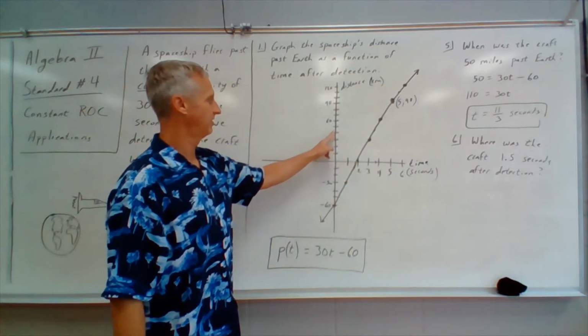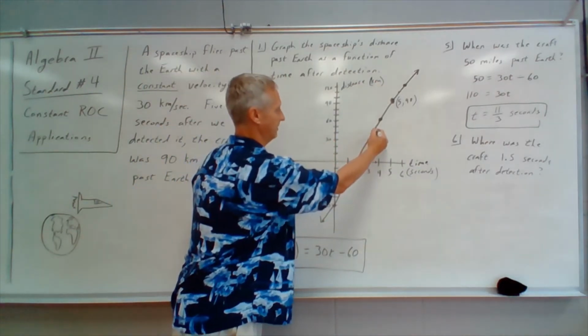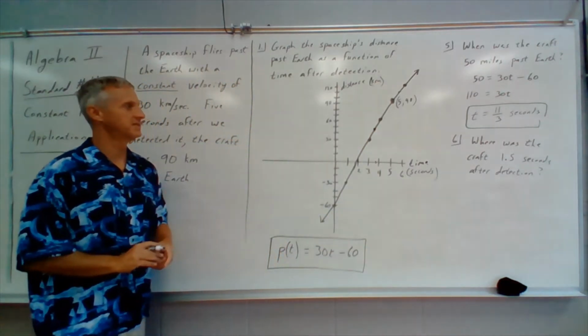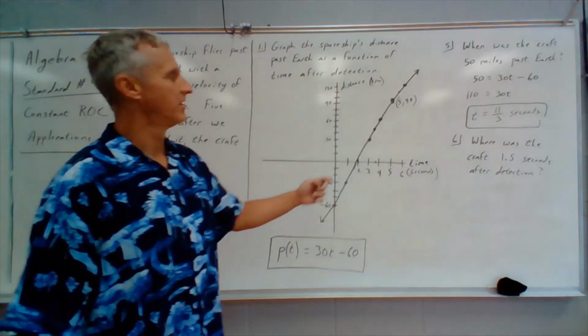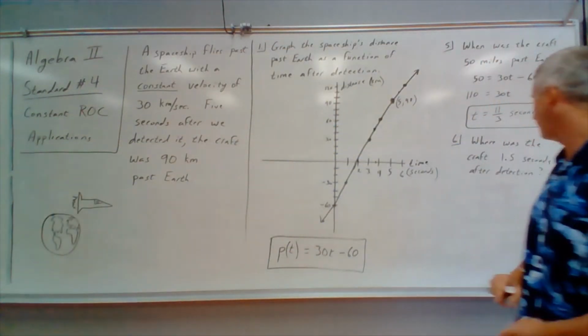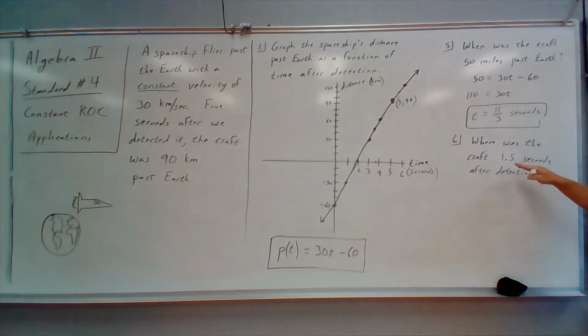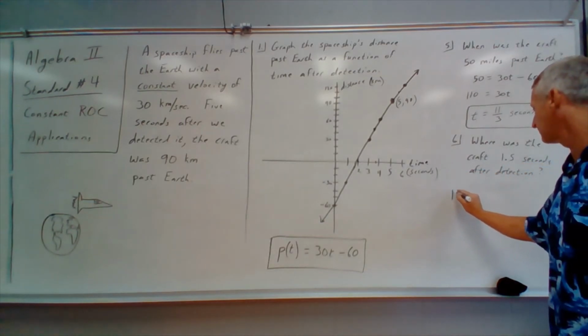Right there. So that makes sense graphically. All right, second question. Where was the craft 1.5 seconds after detection? So in this question, I'm giving you the seconds, and I want to know where it's positioned. So I'm going to plug 1.5 in for t. So I'm going to find p of 1.5.